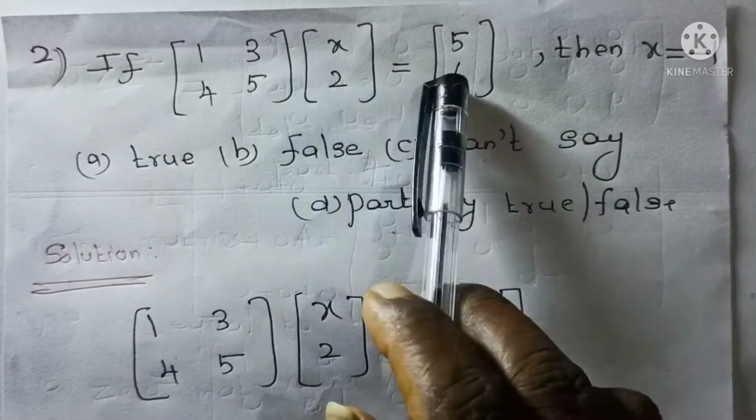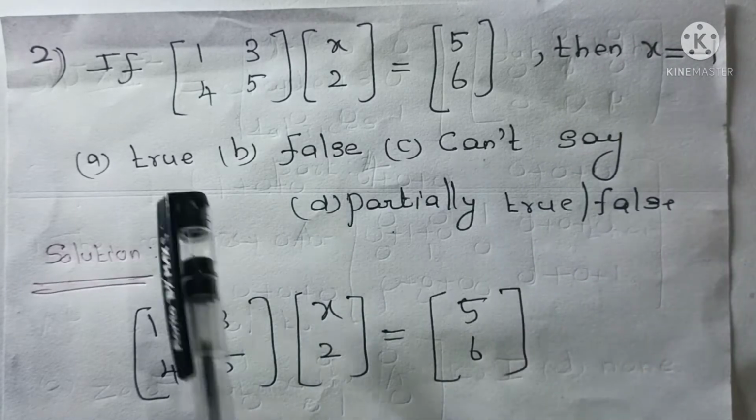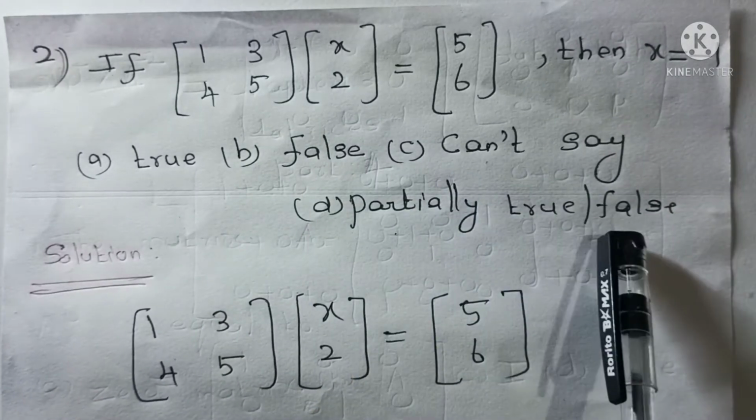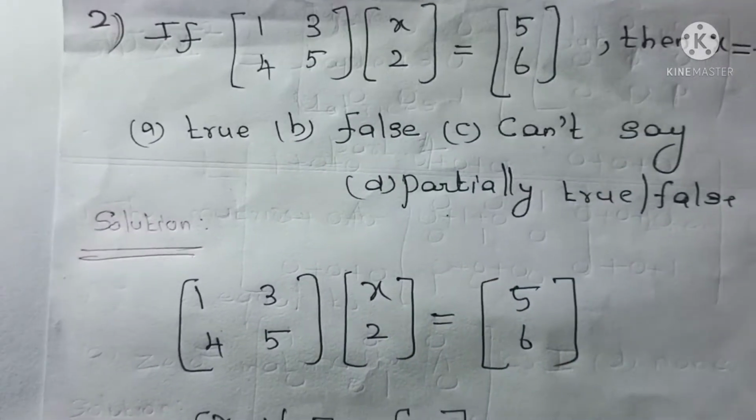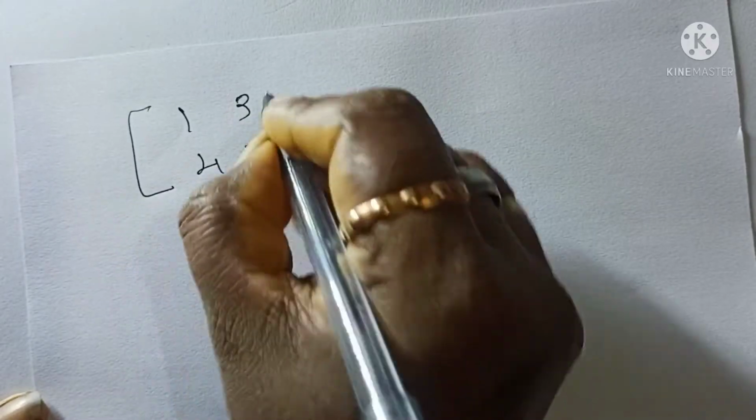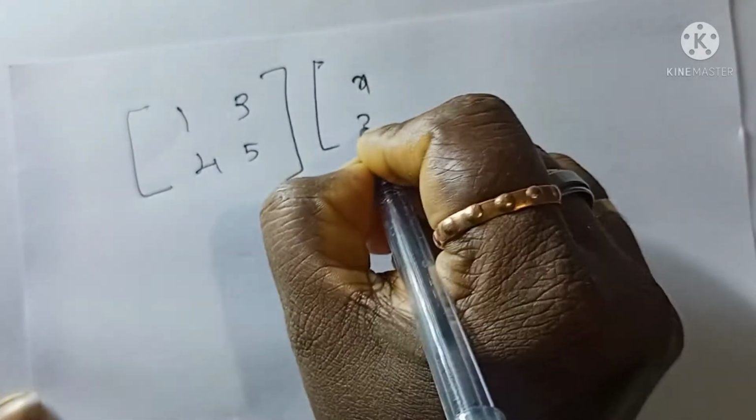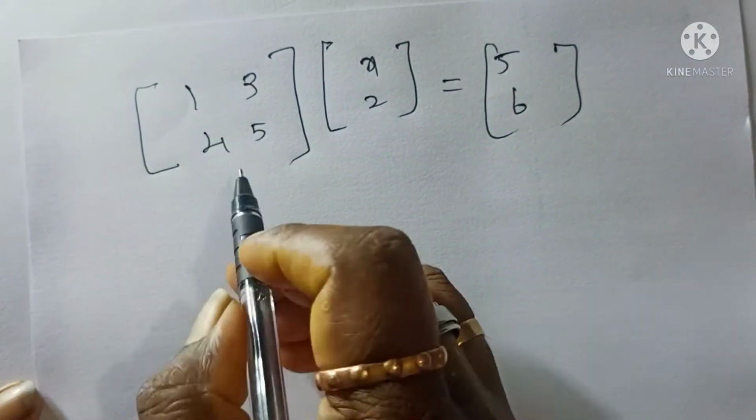One equation they have given. If this equation holds, then x is equal to minus 1. Is it true, false, can't say, partially true or false? So you have to find x from here. So first of all we have to write the equation: matrix 1, 3, 4, 5 times matrix x, 2, 5, 6.